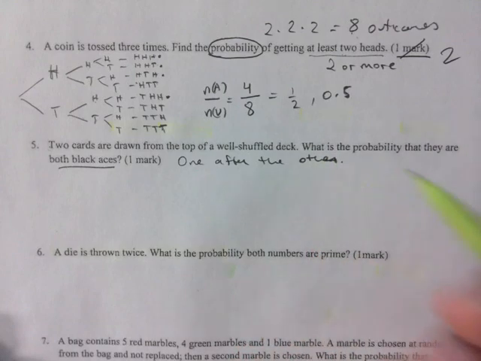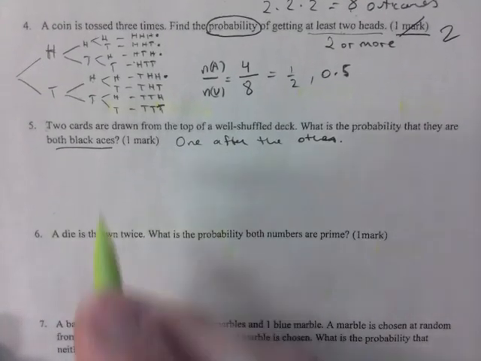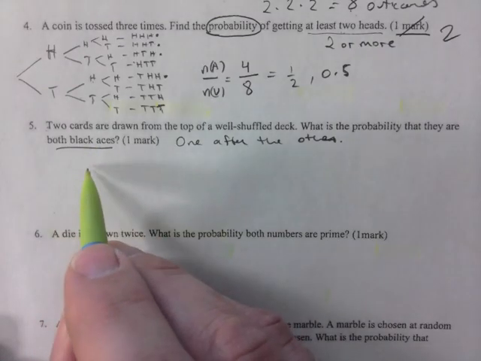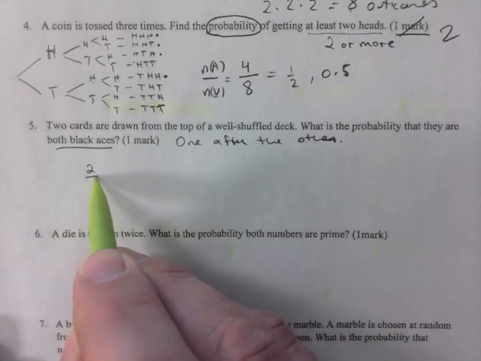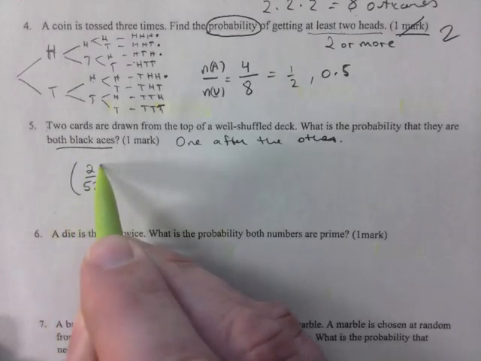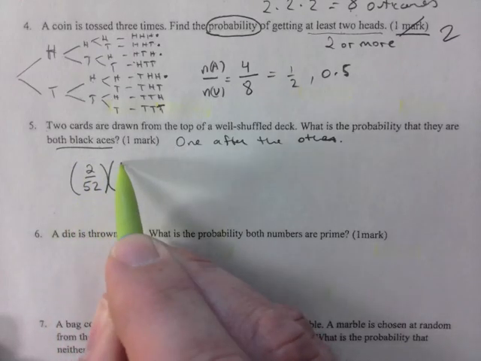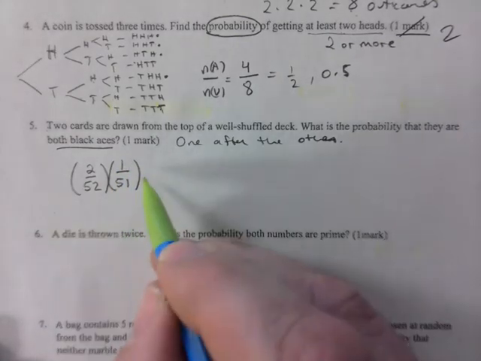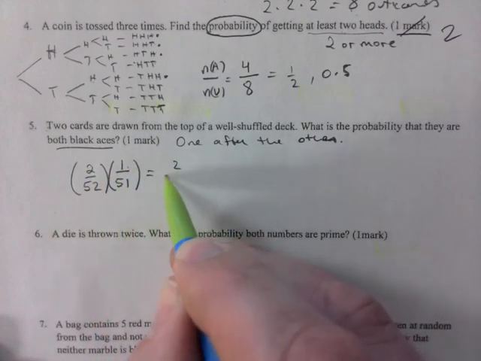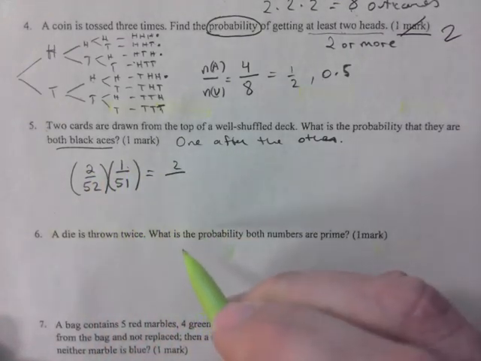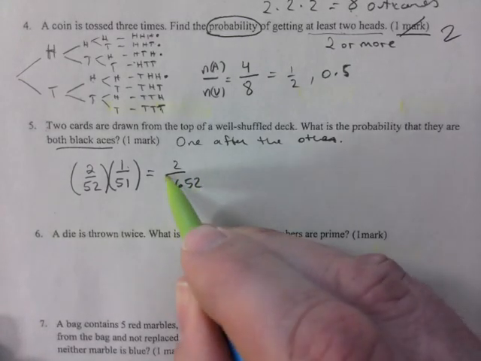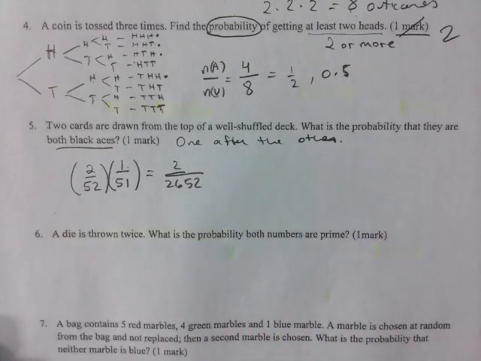Okay, one after the other. So we're looking at dependent events here. You want both of them to be black aces. So you've got 2 black aces out of 52 for the first card, and then now you're down to 1, and it's 51, like that. So that is 2 times 1 is 2. 52 times 51 is 2652.